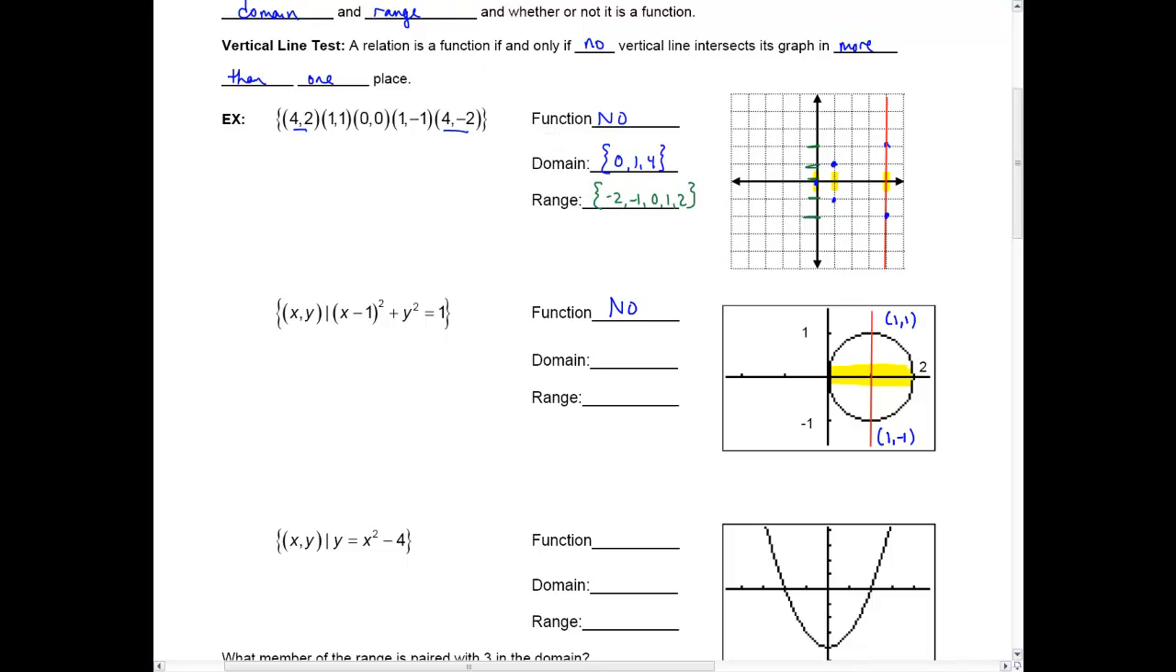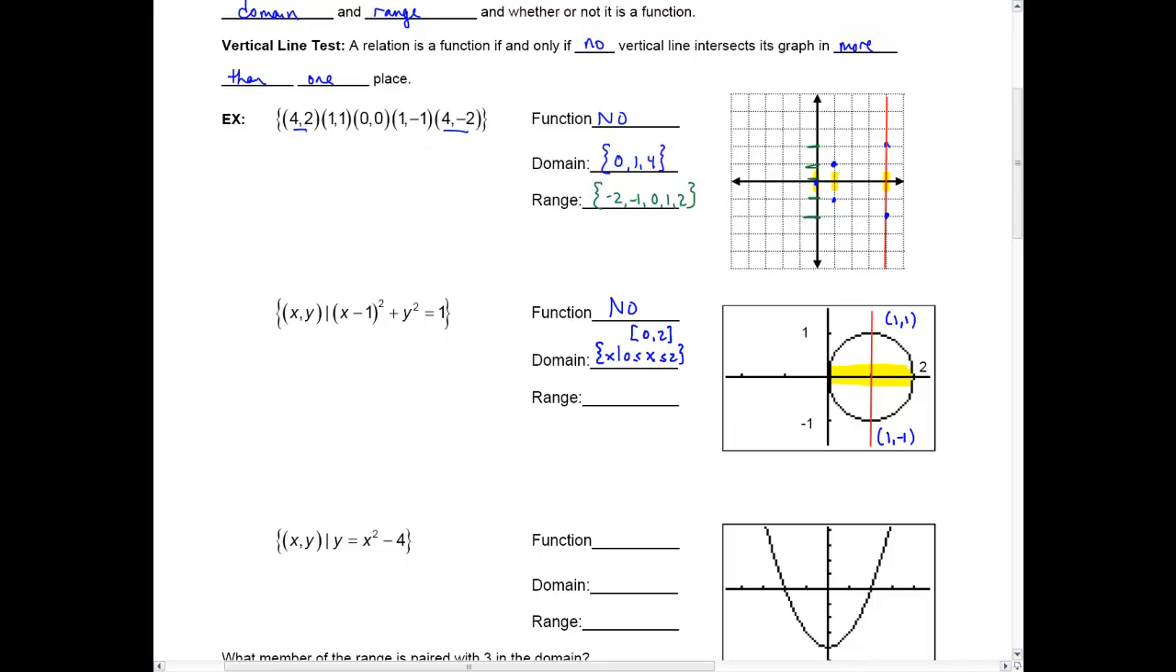So just at a glance, you can see that the domain is going to be the set of x's such that x is between 0 and 2, including, in fact, 0 and 2. And we can write that in interval notation as the interval from 0 to 2 like that.